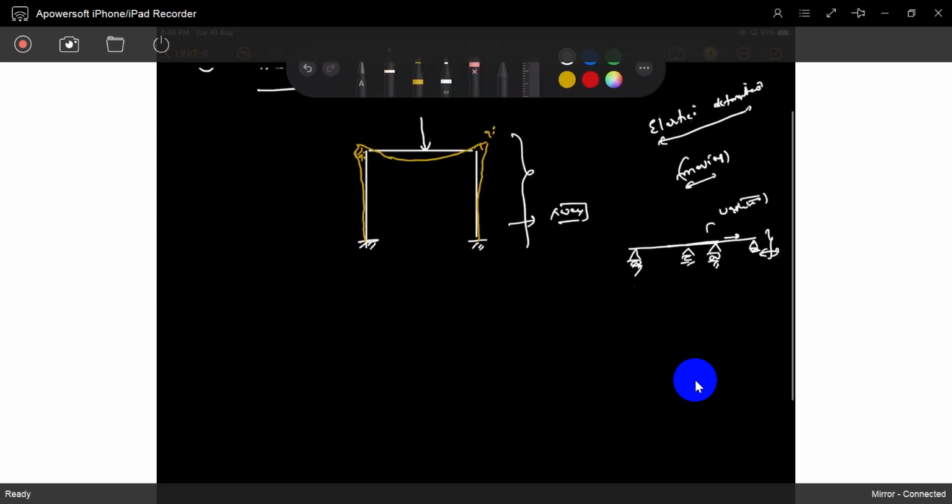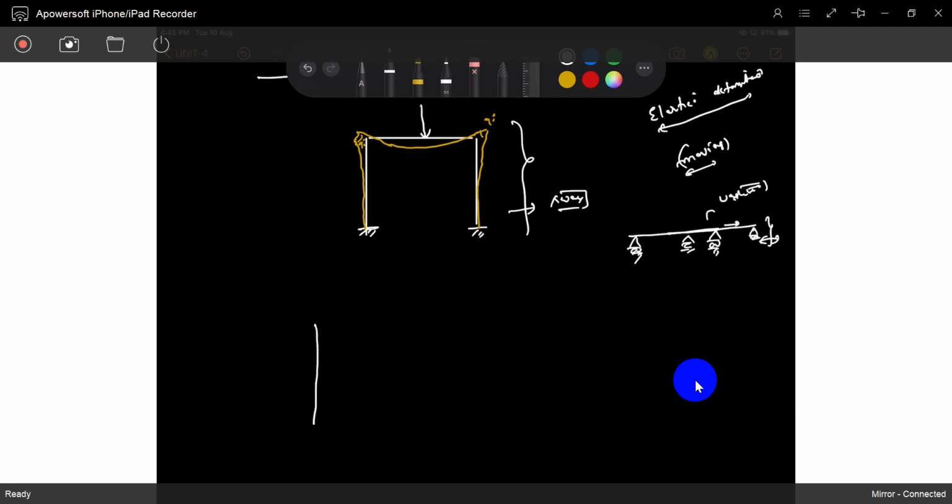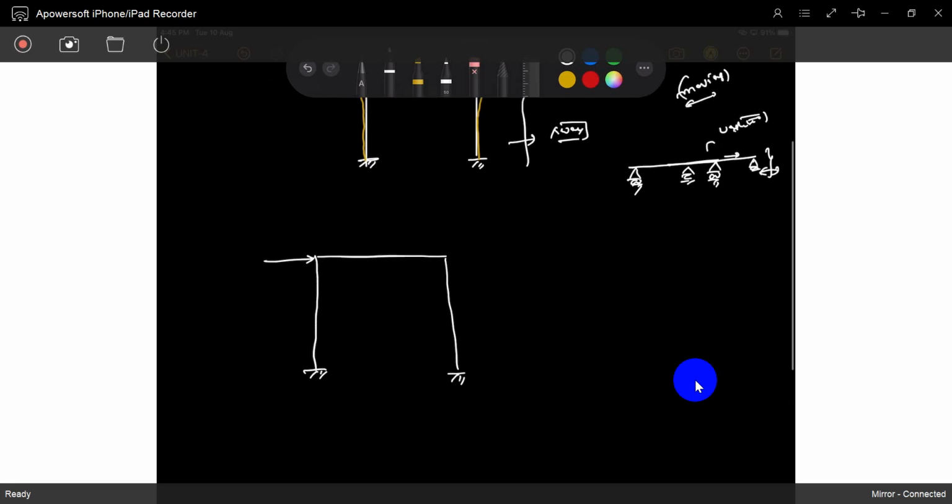Next I will give this problem. If some load is applied like this, what will happen? It is moving. B is a beam. The beam is moving, but it's not an axial deformation. The beam is just moving. How does it move?